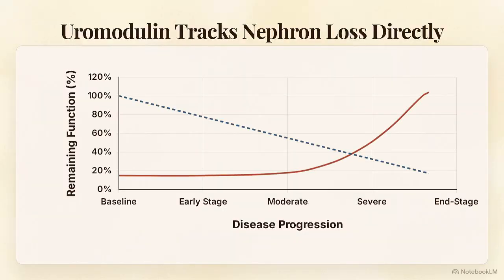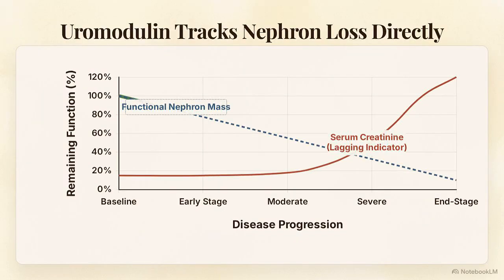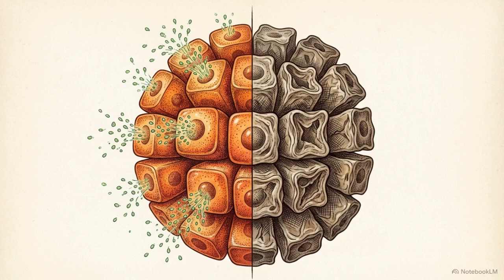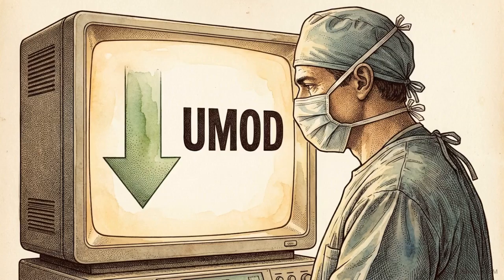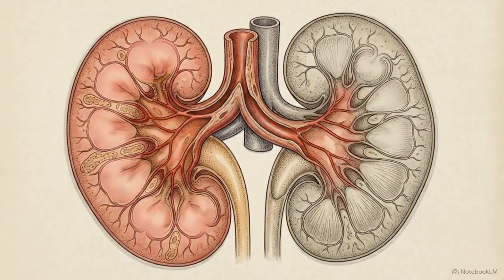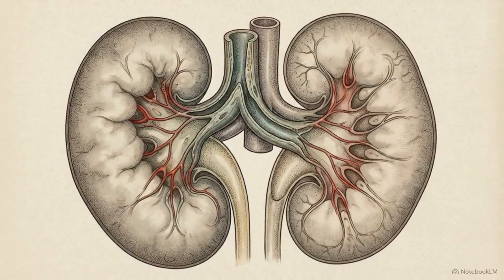Now look at the green line representing uromodulin data. It tracks precisely with the actual loss of nephron mass from the very beginning of the disease. Because uromodulin is exclusively produced by metabolically active, structurally intact tubular cells, its concentration in the blood and urine drops in exact proportion to tubular cell death. Clinicians can use this proportional drop to detect subclinical AKI following major surgeries. AKI, or acute kidney injury, is a sudden episode of kidney failure or kidney damage that happens within a few hours or a few days.